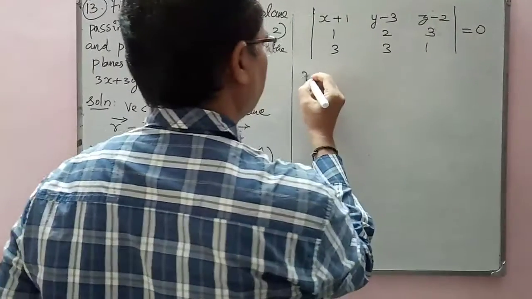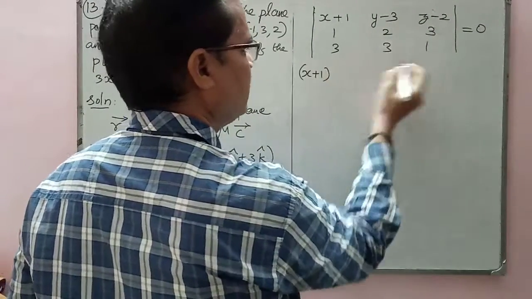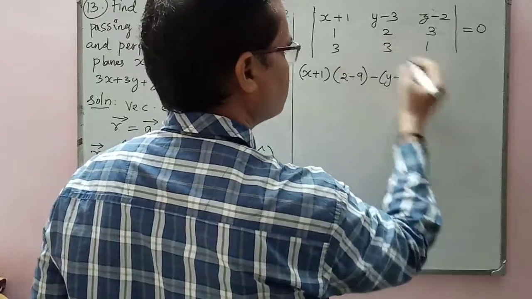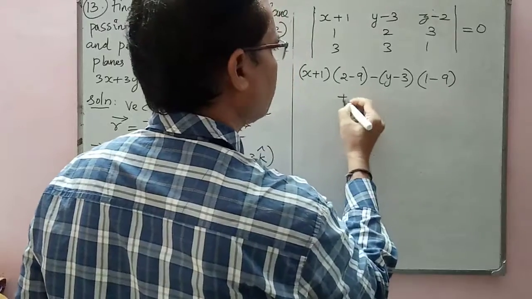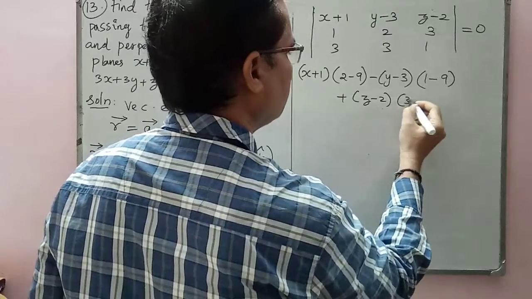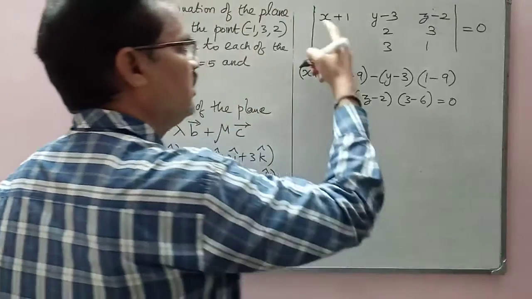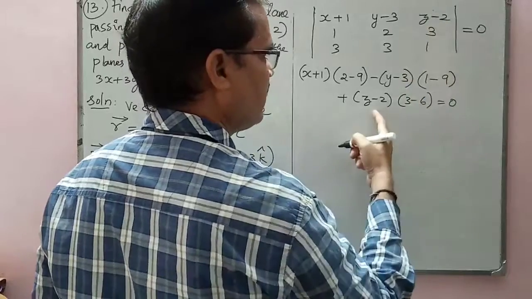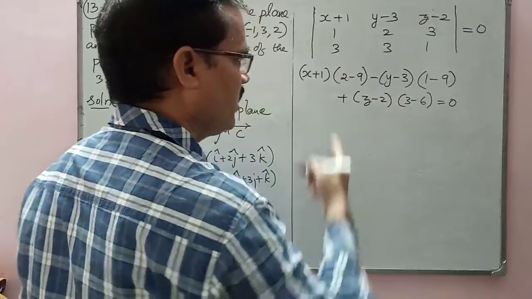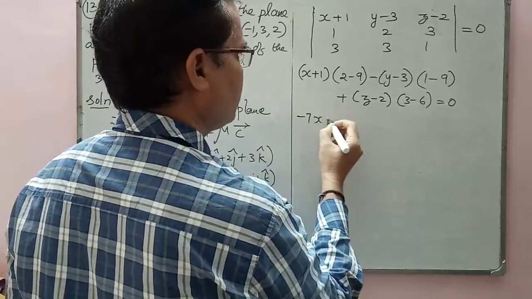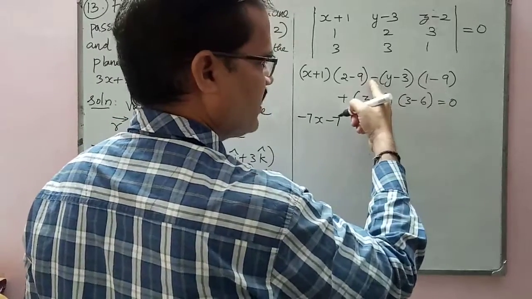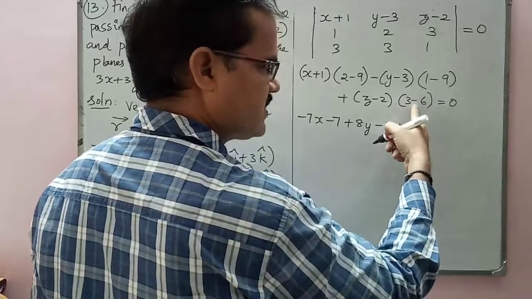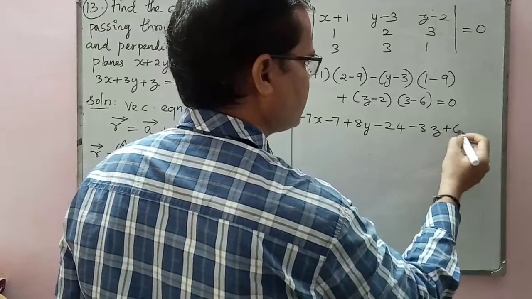Okay, let us find the determinant. Here I am showing both equations. So (x plus 1)(2 minus 9) minus (y minus 3)(1 minus 9) plus (z minus 2)(3 minus 6) equals 0. Let us start. Minus 7, so minus 7x minus 7. This is minus 8, minus times minus, so plus 8y minus 24. This is minus 3, so minus 3z plus 6 equals 0.